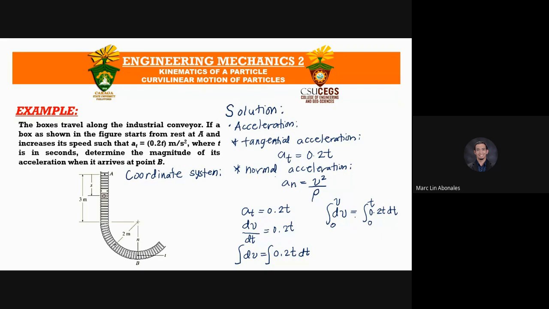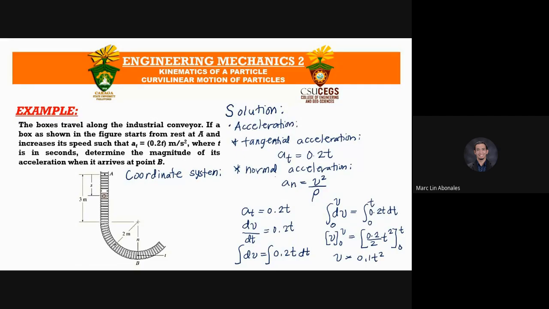So if we integrate this, that would be v from 0 to v is equal to 0.2 over 2 t squared from 0 to t. And when we simplify that, the equation for the velocity would be equal to 0.1 t squared.